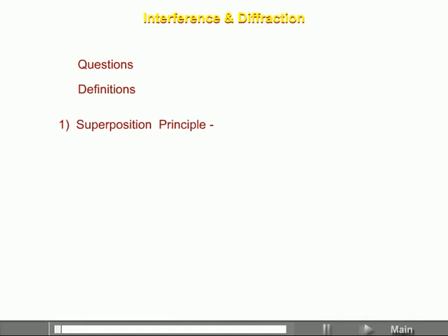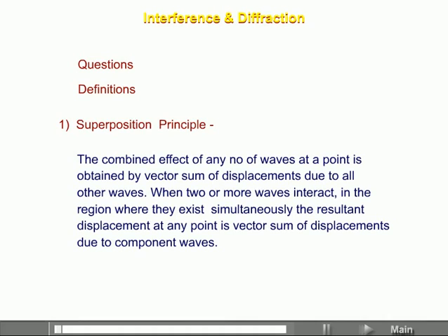Superposition principle. The combined effect of any number of waves at a point is obtained by a vector sum of displacements due to all other waves. When two or more waves interact in the region where they exist simultaneously, the resultant displacement at any point is vector sum of displacement due to component waves.